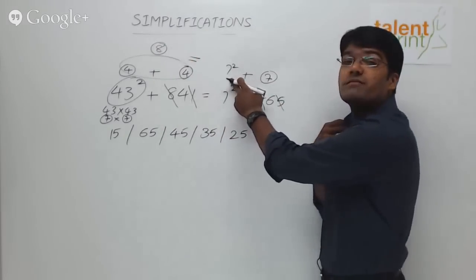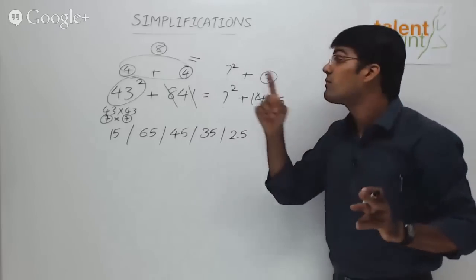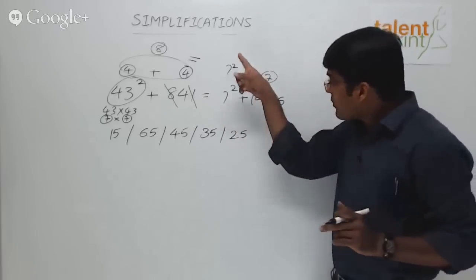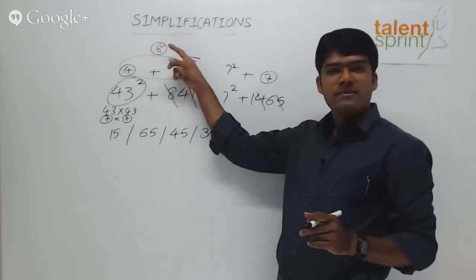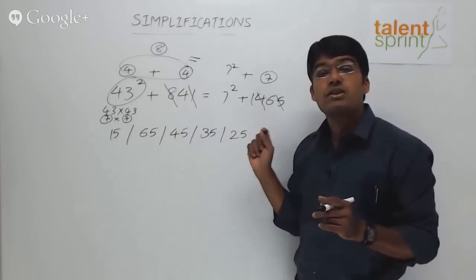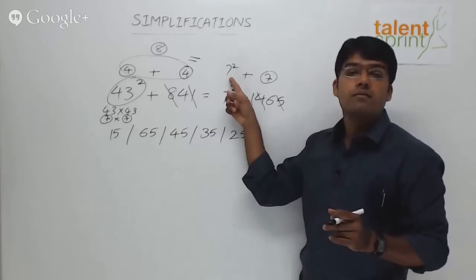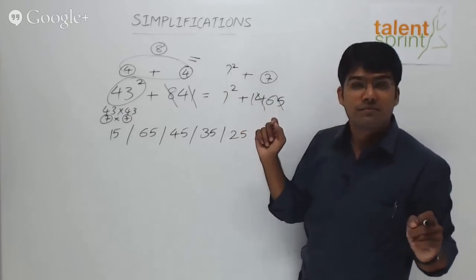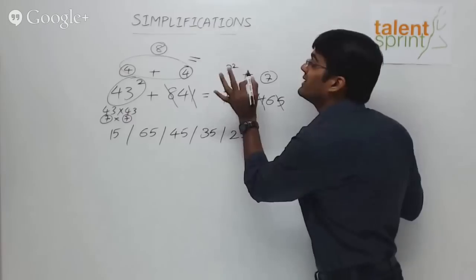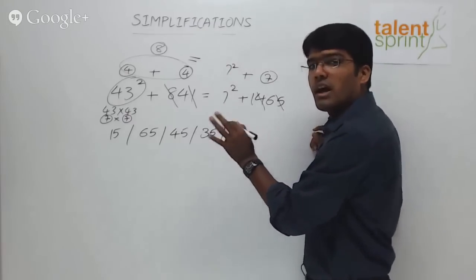What should be the root digit of question mark square? It should be 1. Root digit of question mark square should be 1. That 1 plus 7 will give you 8. That's it. Now check from the options. Which number, when placed in place of question mark, will give you 1 as a root digit. And be careful, this is square. This is not simply question mark. This is square. Now how do you check that?